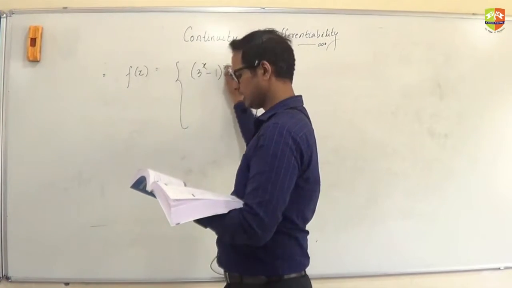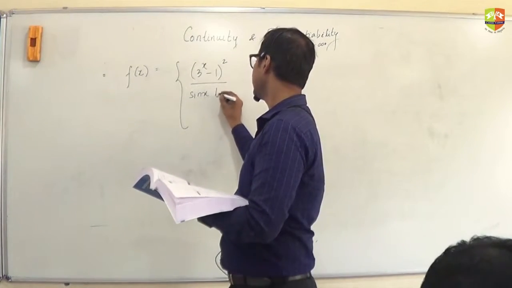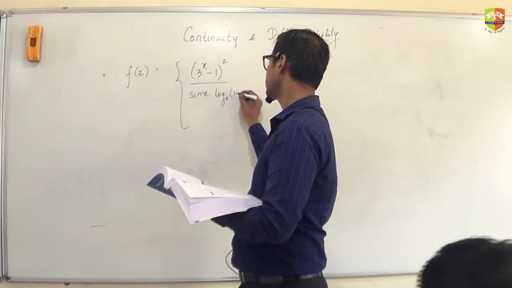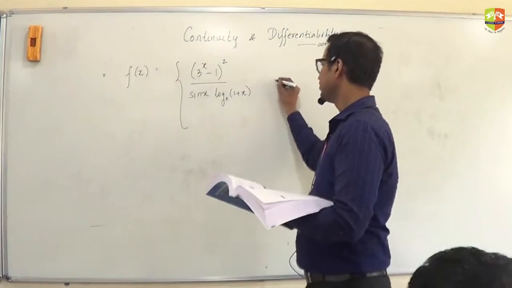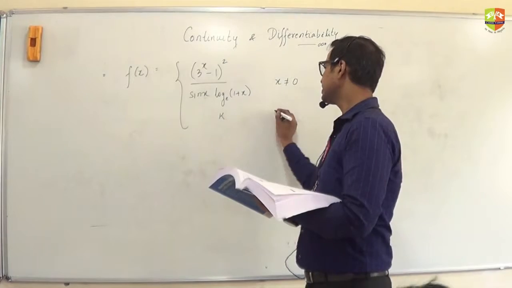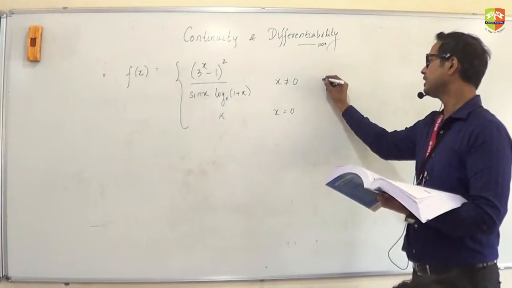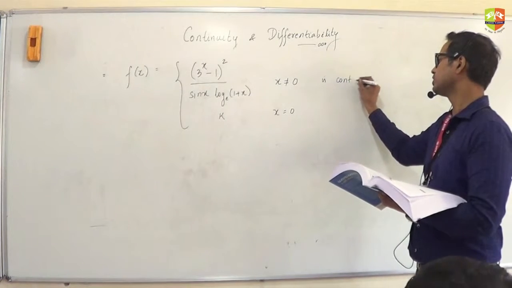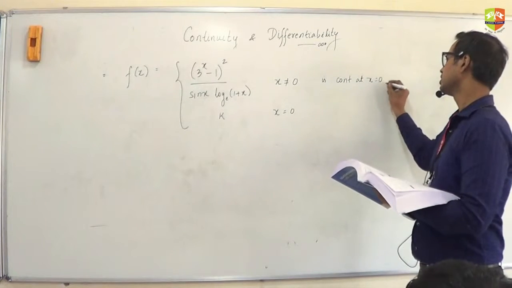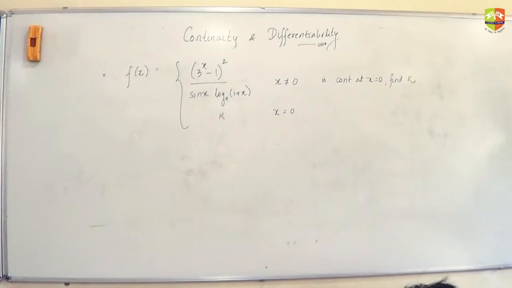minus 1 whole square by sin x into log of 1 plus x to the base e when x is not equal to 0, and k when x equals 0. This function is known to be continuous at x equal to 0. Find k.